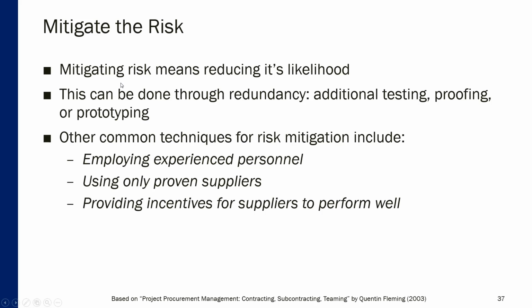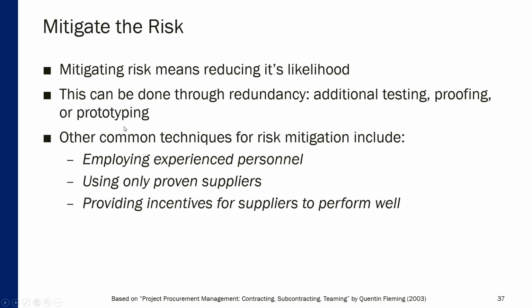Mitigating the risk. Mitigating risk means reducing its likelihood, doing something to reduce its probability. One way to do it is through redundancy. Additional testing, proofing, or prototyping is done to make sure that the probability of something going wrong with the final product or service is greatly reduced.